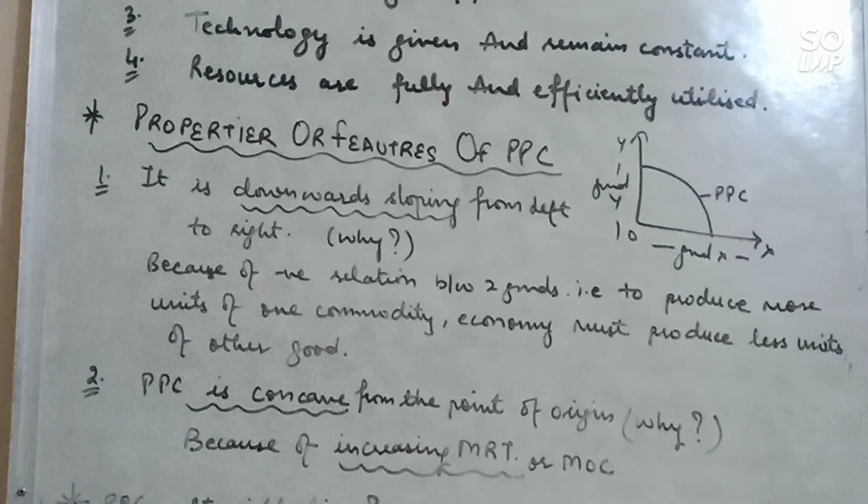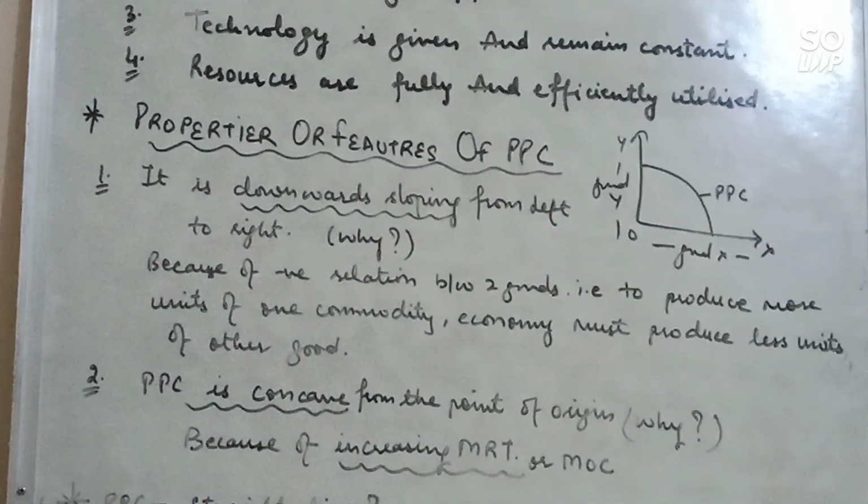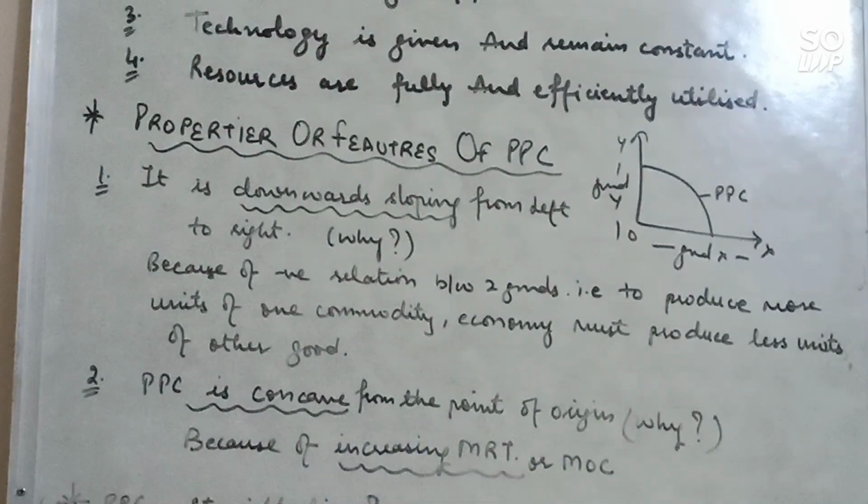Clear? Second, PPC is concave from the point of origin. Again, a very important question. Why is it concave from the point of origin? 3 mark question. So the answer is, first you will write it is concave. You will give the diagram also and then you will write because of the increasing MRT. But if you write only increasing MRT, you will not get full marks. MRT, or the other name is MOC, marginal opportunity cost. Increasing MRT means every time we need to sacrifice more and more units of one commodity to increase the production of the other good. Clear? So you have to explain the reason also.